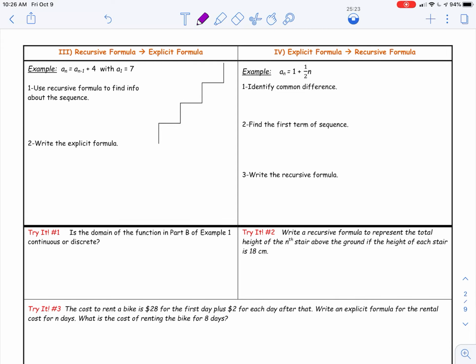So let's write down what we know. From this particular formula, we know that the first term is 7. And we know that the common difference is 4. That's right here, positive 4. So those 2 pieces of information are very important.